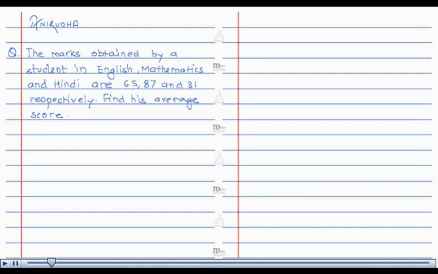The question is, the marks obtained by a student in English, Mathematics and Hindi are 65, 87 and 31 respectively. Find his average score. Let's see the solution.